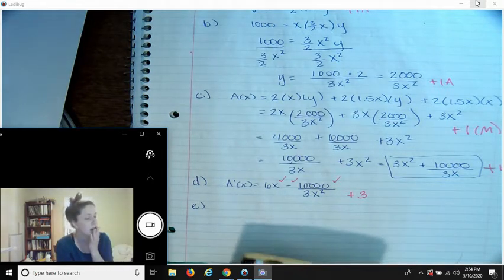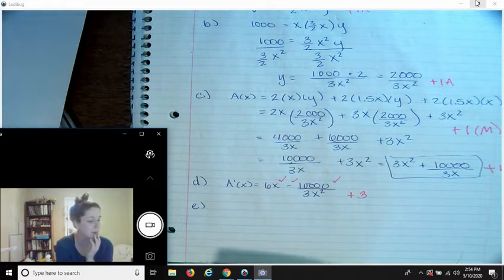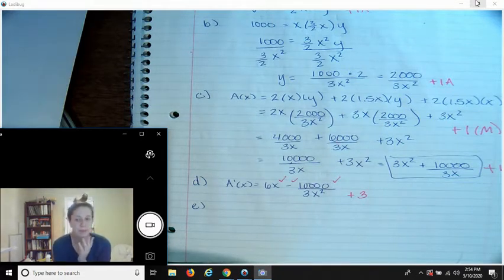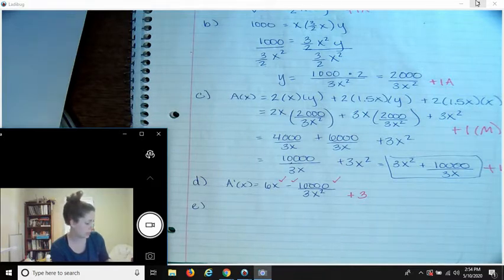We could do this 2 ways. We could stick A in your graphic calculator and actually look for a minimum, or you can stick A prime in your calculator and look for a 0. They're both pretty much the same thing. I'm going to stick A prime and look for 0. So 6x minus 10,000 over 3x squared, I should put parentheses.